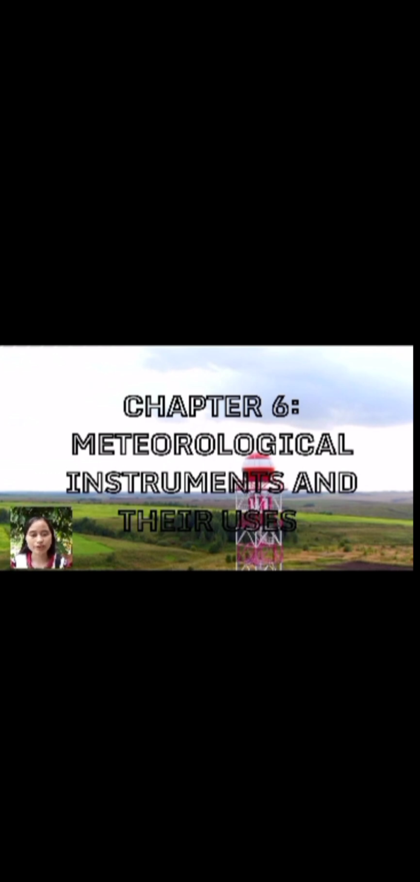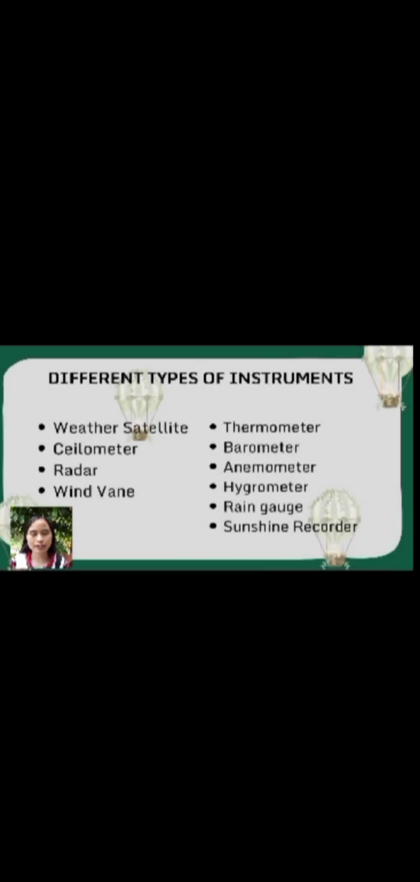In order to gather data about the atmosphere, meteorologists rely on a variety of instruments. With the use of these instruments or tools, they gather important information about various weather elements that enable them to monitor and predict weather patterns. I have here 10 examples of meteorological instruments and their uses.